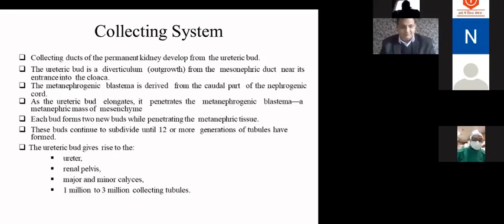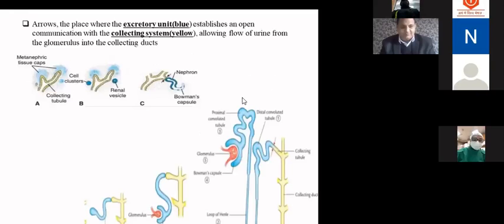As the ureteric bud elongates, it penetrates the metanephrogenic blastema, the metanephric mass of mesenchyme, and each bud forms two new buds while penetrating the metanephric tissue. In the previous diagram also, we have seen that each ureteric bud, while dividing, gives rise to two branches. So there is a dichotomous kind of division. It divides around 12 or more generations, forming the tubules.